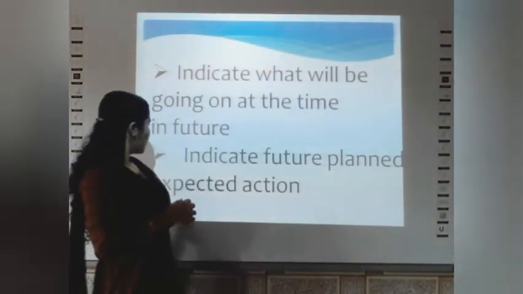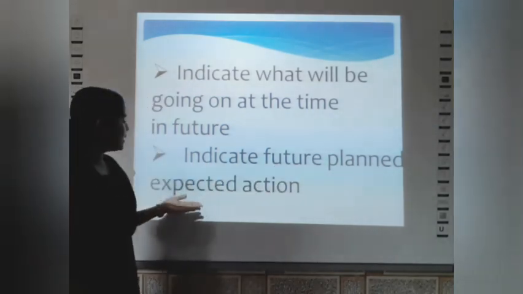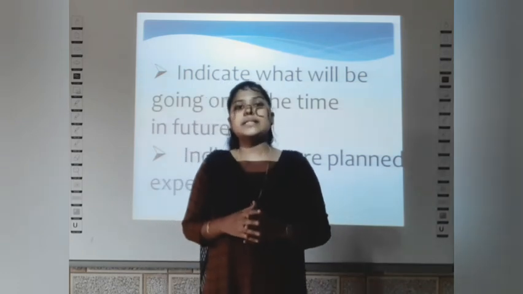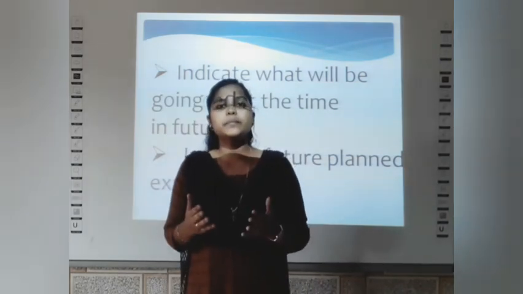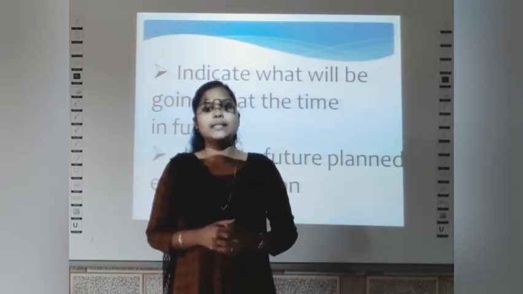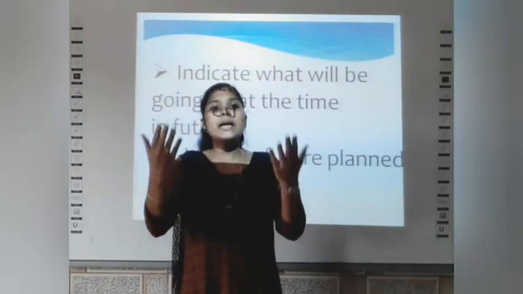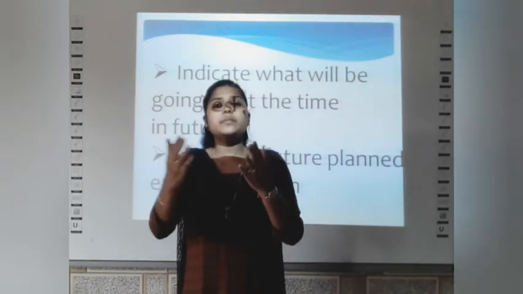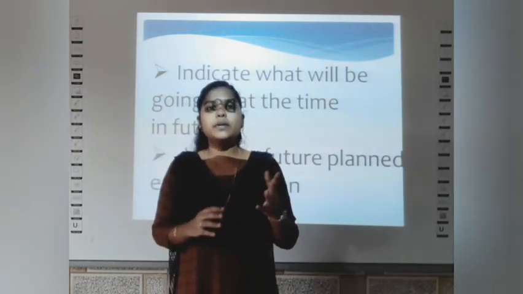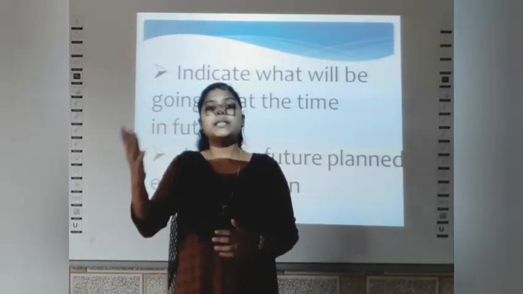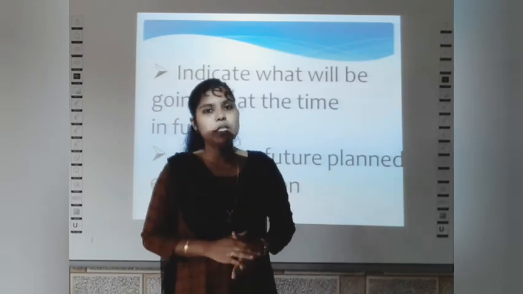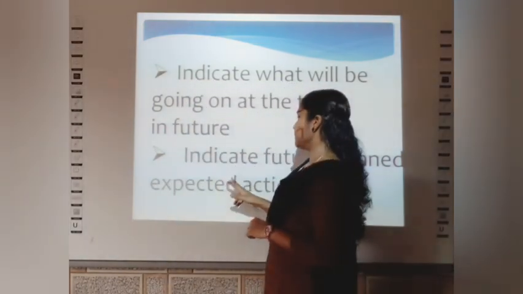Here, it also indicates a future planned or expected action. In future I will do this. For example, after a few years you will become a scientist or an engineer or a doctor or an archaeologist. Am I right? So you will become something. So, future expected activities. After 5 years I will be doing this. After 10 years I will be doing this. So this is what is called future continuous or future progressive tense.